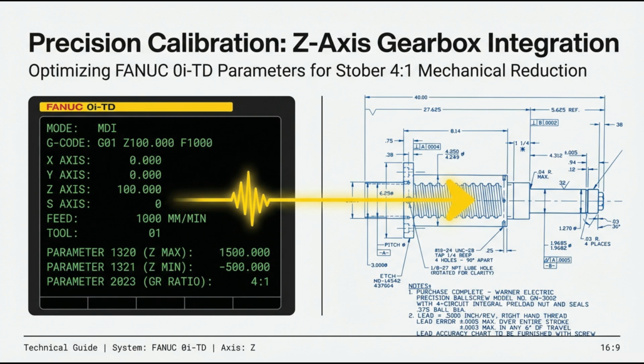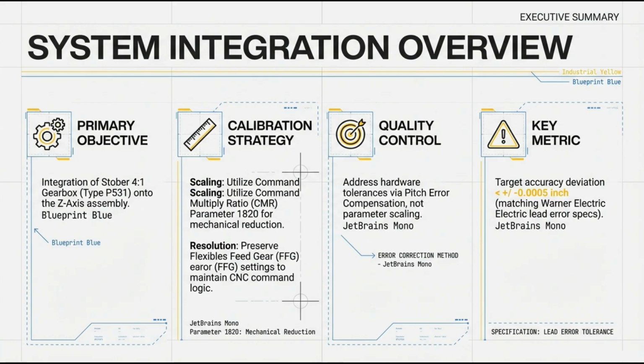This video details the precision calibration for Z-axis gearbox integration, specifically optimizing Fanuc 0i-TD parameters for a Stober 4:1 mechanical reduction. The primary objective is the integration of a Stober 4:1 gearbox onto the Z-axis assembly. Our calibration strategy uses the command multiply ratio, or CMR, parameter 1820 for mechanical reduction scaling.